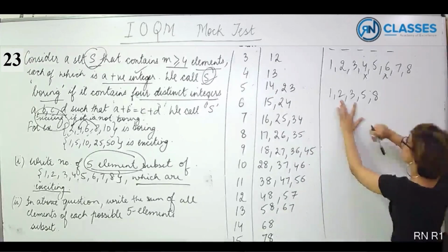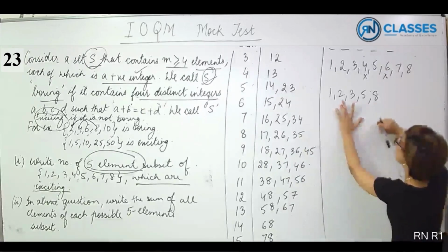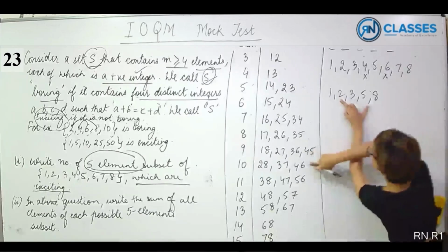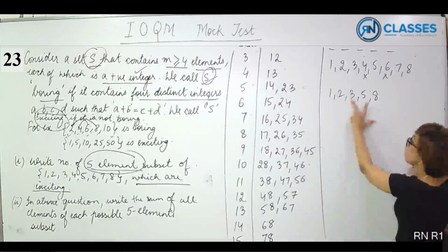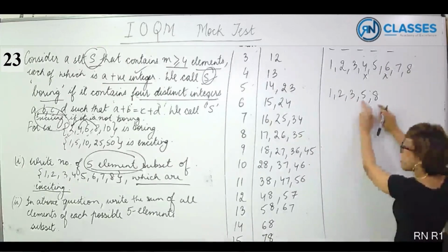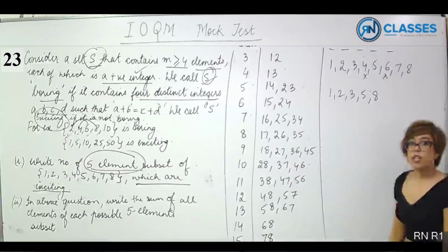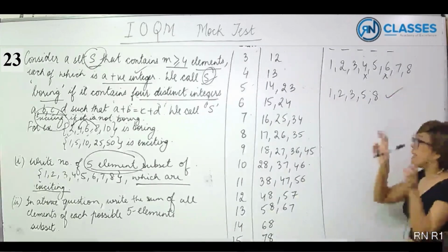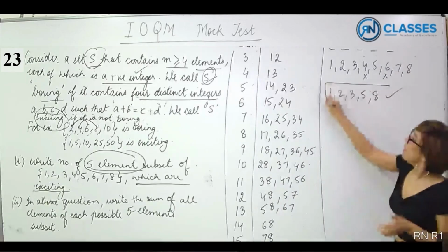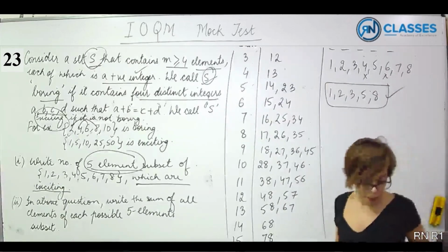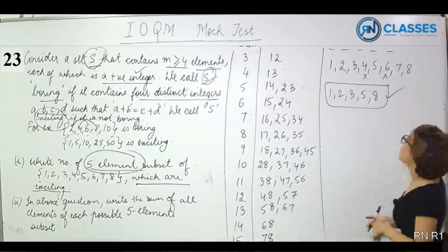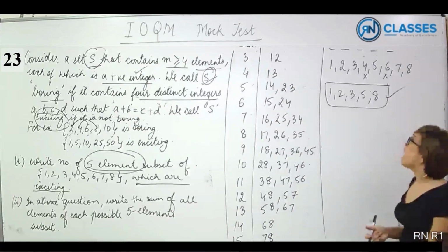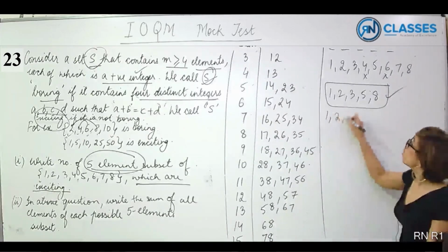2, 3, absolutely fine. 2, 5, absolutely fine. 2, 8, here. No problem is here. Cool. 3, 5, you can check. 3, 8, you can check. 5, 8, you can check. So that means one such exciting subset is this one: 1, 2, 3, 5, 8. Cool? Now, I started with 1, 2, 3.